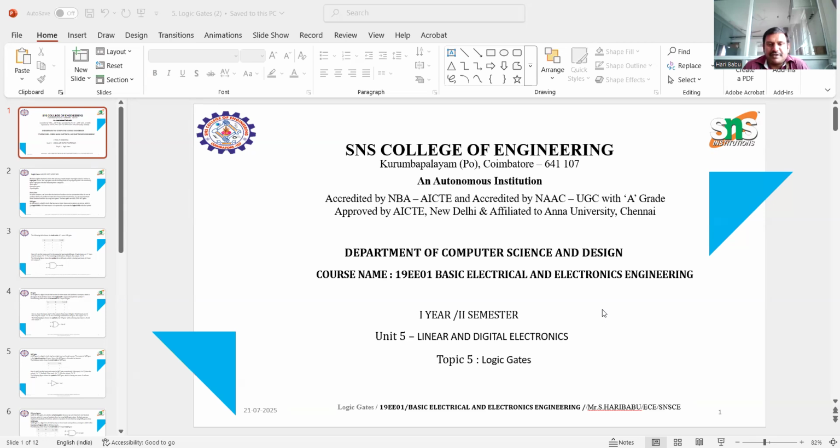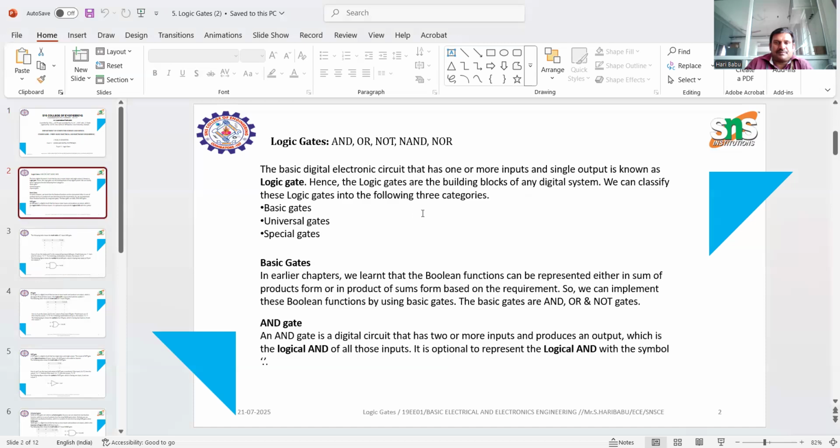Now, unit 5 is about linear integrated electronics, and topic 5 is logic gates. Let me see about the logic gates, how they are utilized and how they are applied.